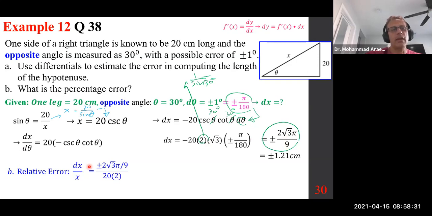Okay, let's look at this one, everybody. Sine theta, we said, is what? Sine of 30 degrees, or 1/2. So 20 divided by 1/2. In essence, x is 20 divided by sine of 30 degrees, which is 1/2. 20 divided by 1/2, 20 times 2. So simplify that and you get to the answer. Plus minus 0.03 or plus minus 3% roughly.